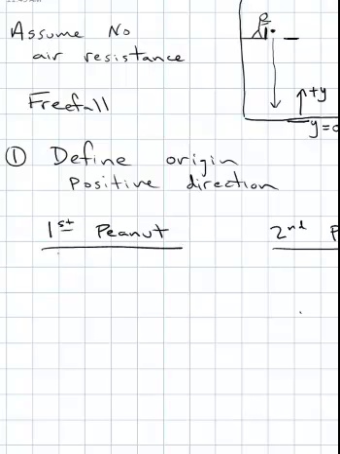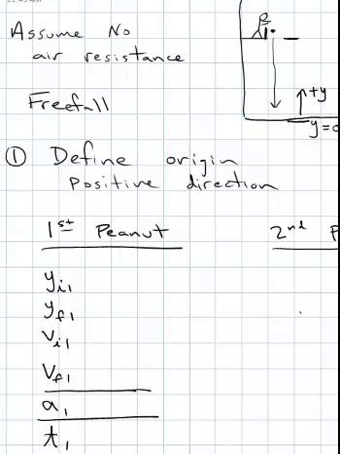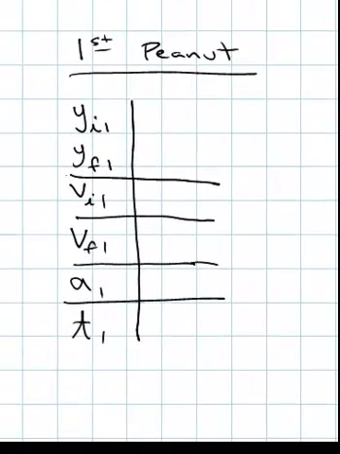And so I'm going to put everything for the first peanut with a subscript of 1. So we've got a y initial for the first peanut, a y final for the first peanut, an initial velocity for peanut 1, a final velocity for peanut 1, an acceleration for peanut 1, and a time for peanut 1. Those are my 5 parameters. Really all I care about is the change in y, but I like to explicitly write out y initial and y final. So let's start filling in what I know.